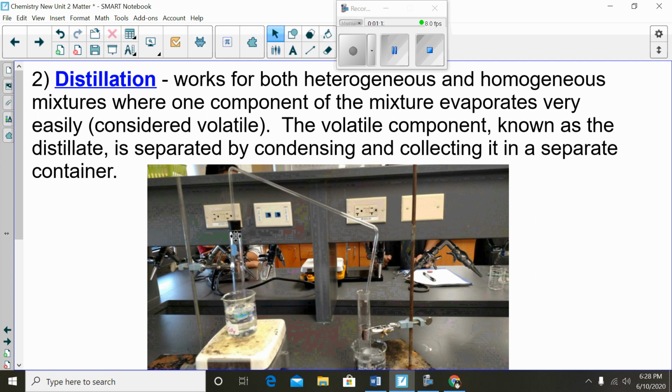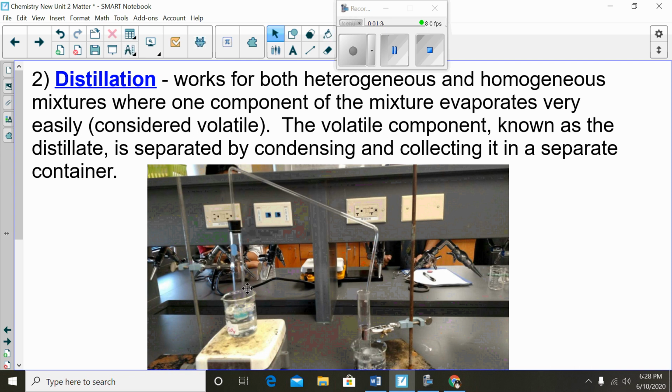So this was a mixture of alcohol and water with some food coloring added in, and it's being heated right now. So the way distillation works, the more volatile component, which is alcohol in this case, is known as the distillate. It is separated by condensing and collecting it in a separate container.